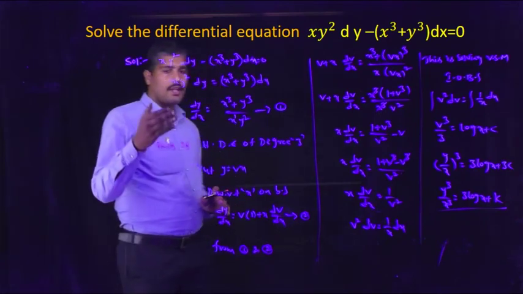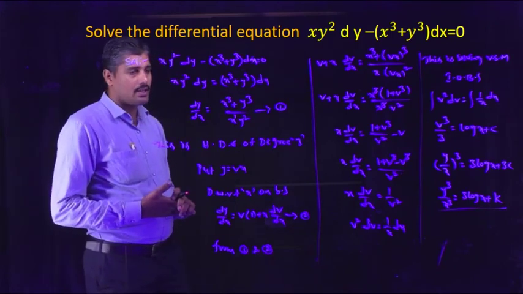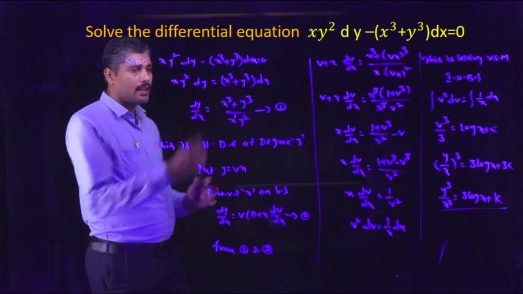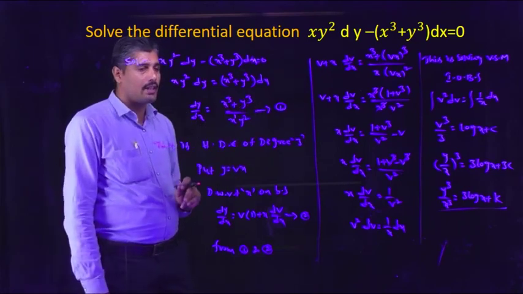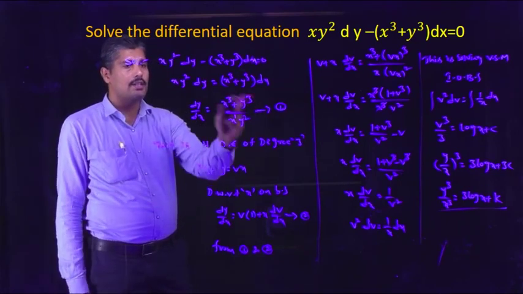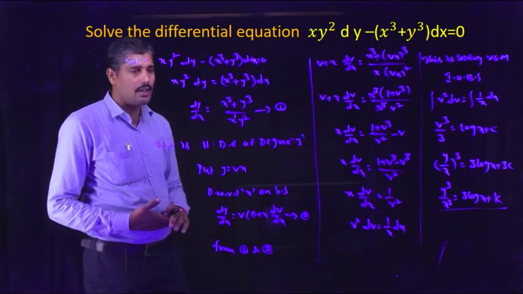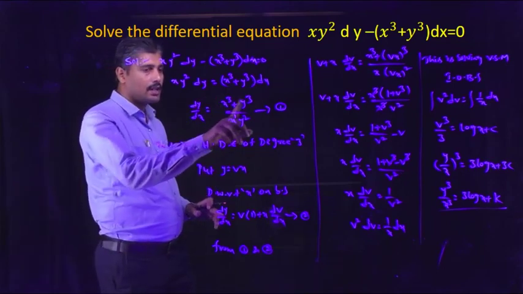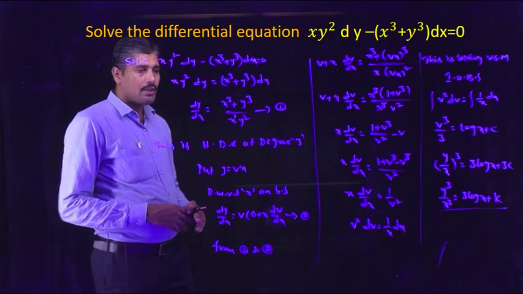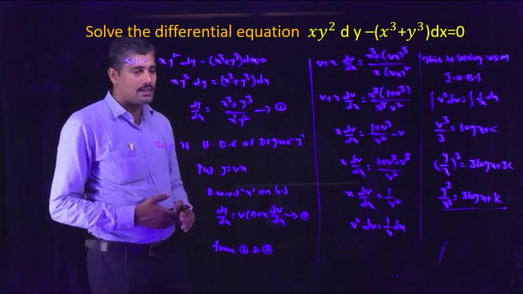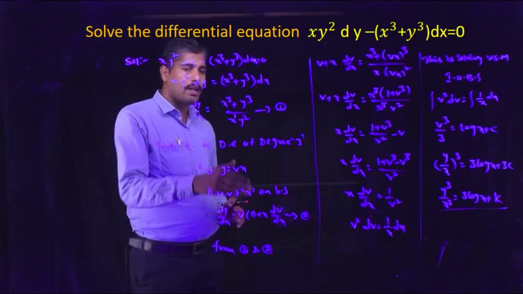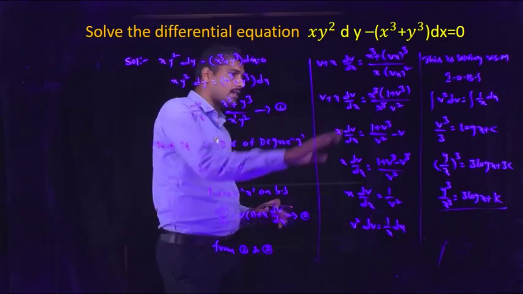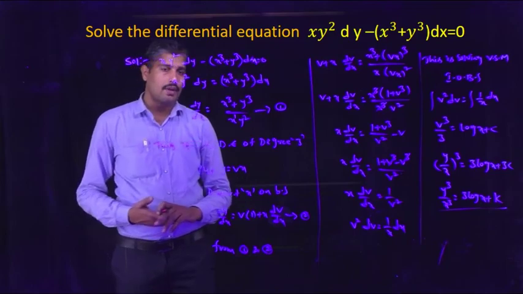First check whether it is a homogeneous differential equation or not. In the numerator and denominator having the same degree, that's why this is called a homogeneous differential equation. Here degree is 3 for every variable in the numerator, and in the denominator also degree is 3 for every variable. That's why we put y equal to vx. Like that we are solving the given differential equation.